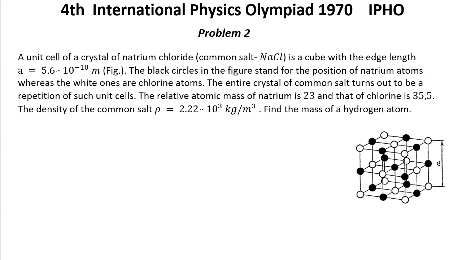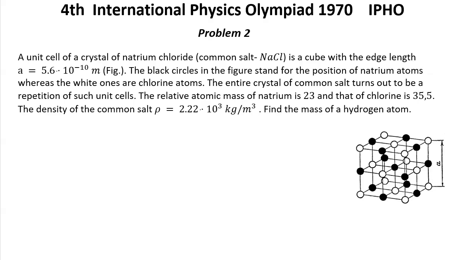edge length A equal 5.6 multiplied by 10 power negative 10 meters. The black circles in the figure stand for the position of natrium atoms, whereas the white ones are chloride atoms. The entire crystal of common salt turns out to be a repetition of such unit cells.